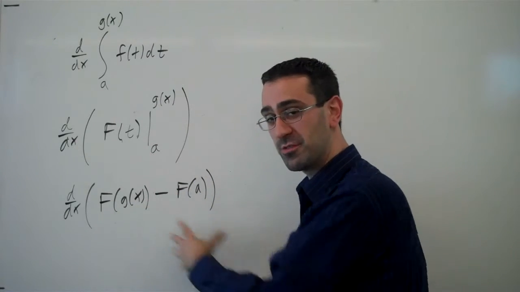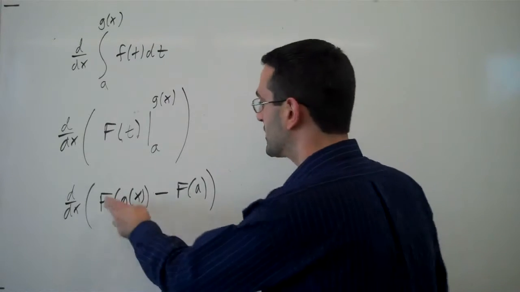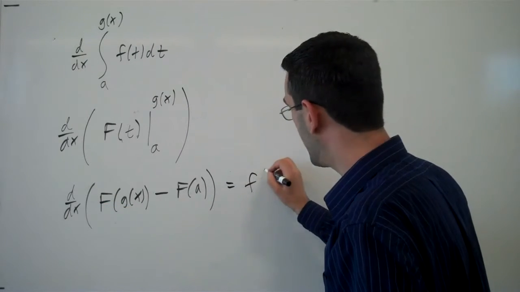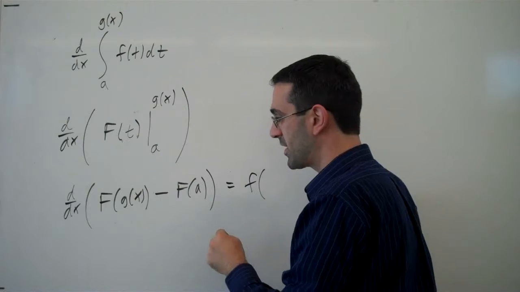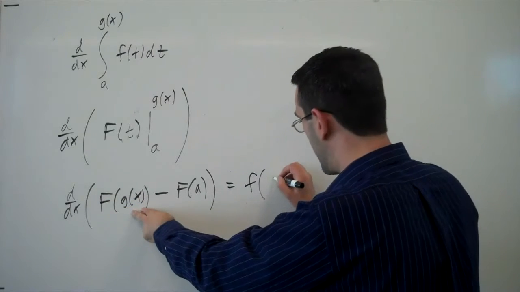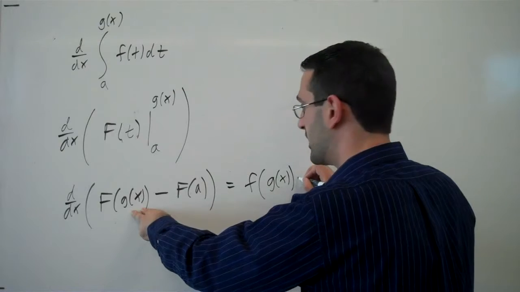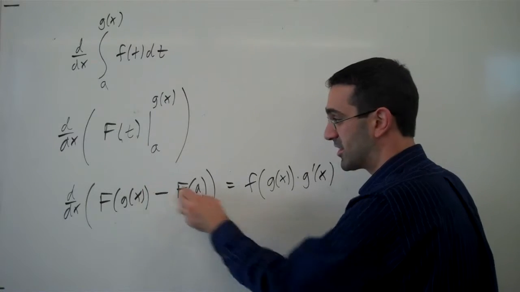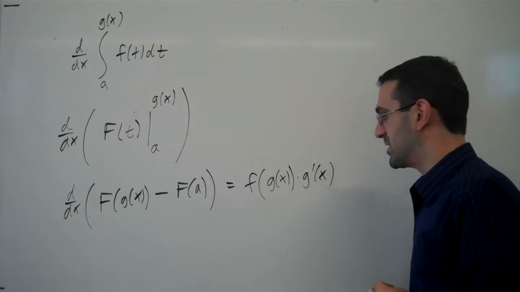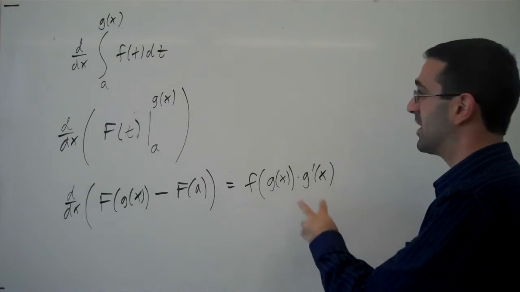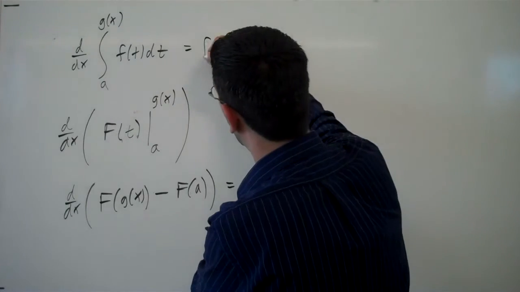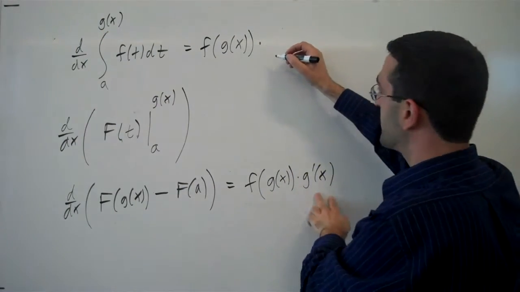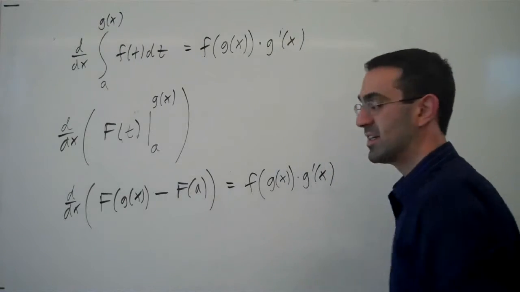Now here we have a composition of functions, which means we're going to need the chain rule. So we're going to take the derivative of the outside function. The derivative of big F, remember, is little f, by definition, it was the antiderivative. Derivative of the outside function, evaluated at the inside function. Chain rule says times the derivative of the inside function. And again, the derivative of big F of a, this is a constant, so it will be 0. And so we end up with the original function evaluated at g of x, with a chain rule times the derivative of that inside function.